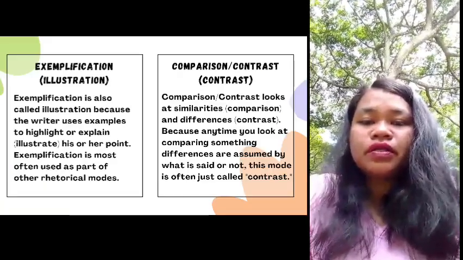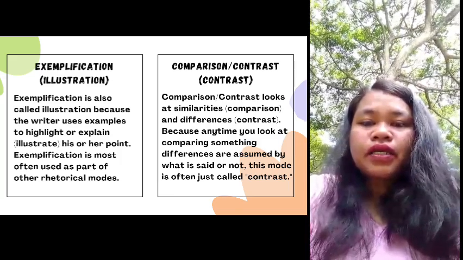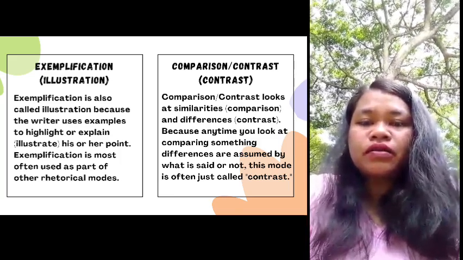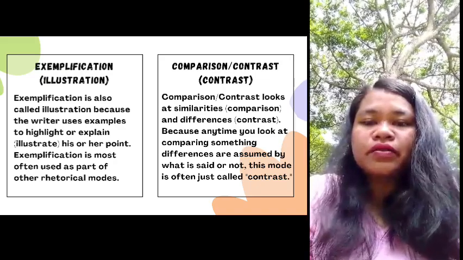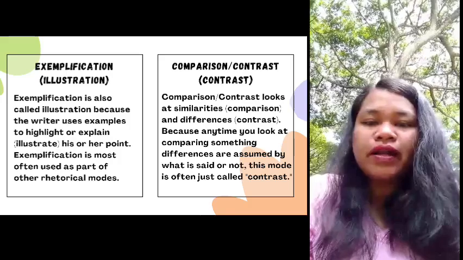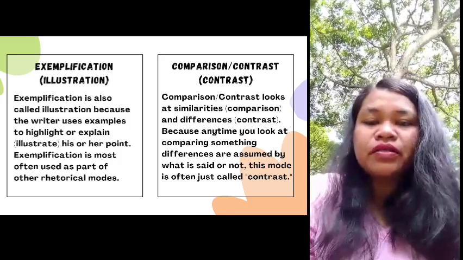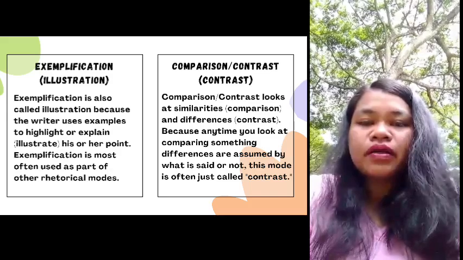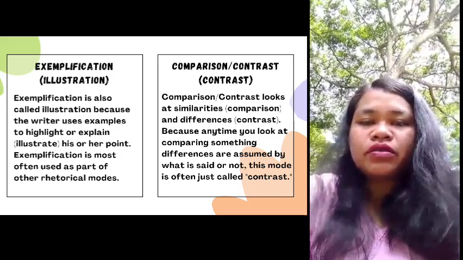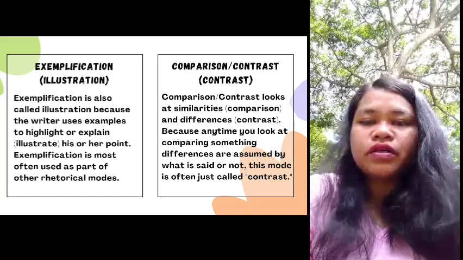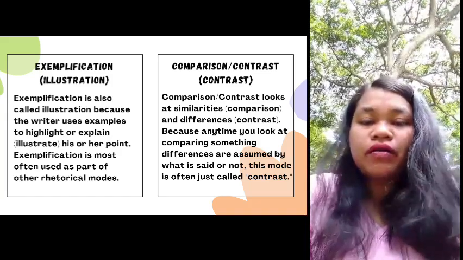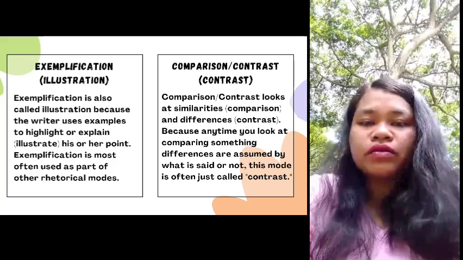Exemplification, illustration. Exemplification is also called illustration because the writer uses examples to highlight, explain, or illustrate his or her point. Exemplification is most often used as part of other rhetorical modes.